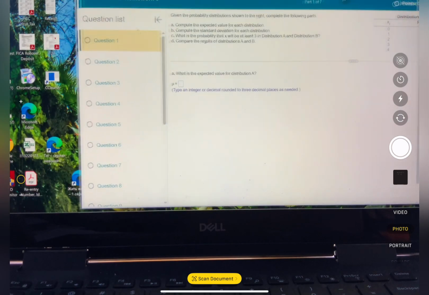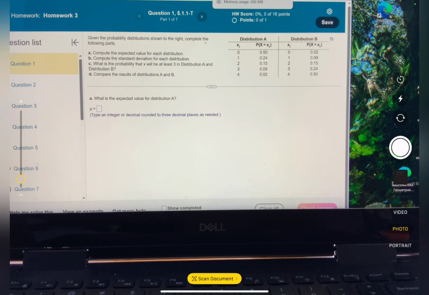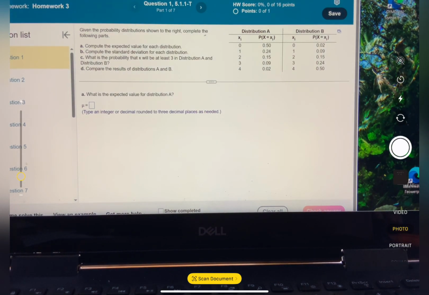Okay. All right. So I think that's better, right? Okay, that's good. So question number 1 for homework 3. So first thing, we are going to read the condition. It says, given the probability distribution shown to the right here, we have a probability distribution for A and a distribution for B. Complete the following parts. A, compute the expected value for each distribution.